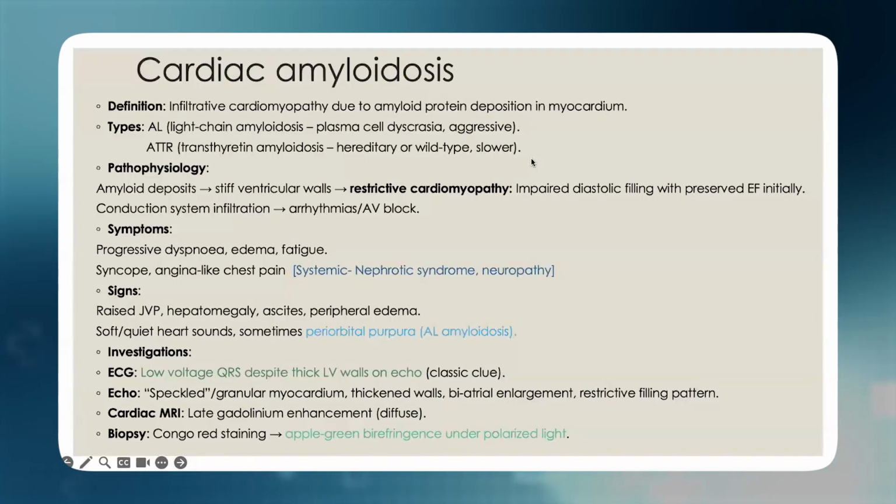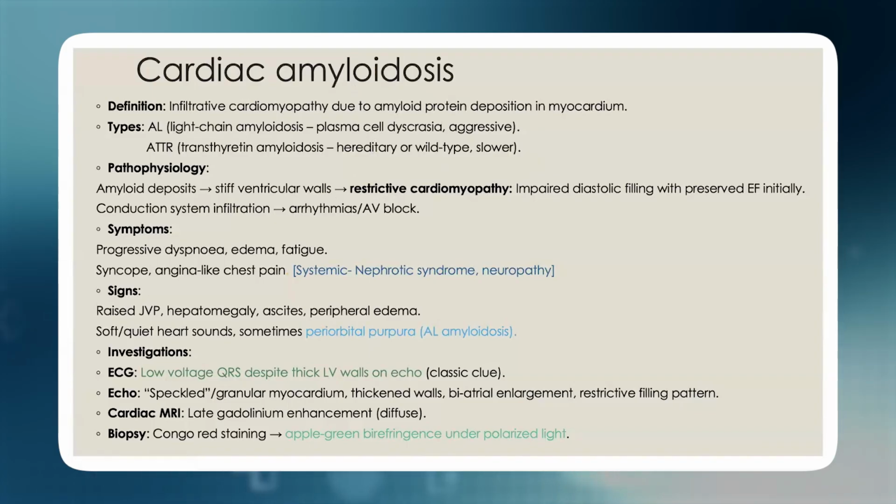Cardiac amyloidosis is the next most famous restrictive cardiomyopathy. It is an infiltrative cardiomyopathy due to amyloid protein. Two common types are AL and ATTR: light chain amyloidosis or transthyretin amyloidosis. There are other smaller types as well, but these are the two that you should know about.